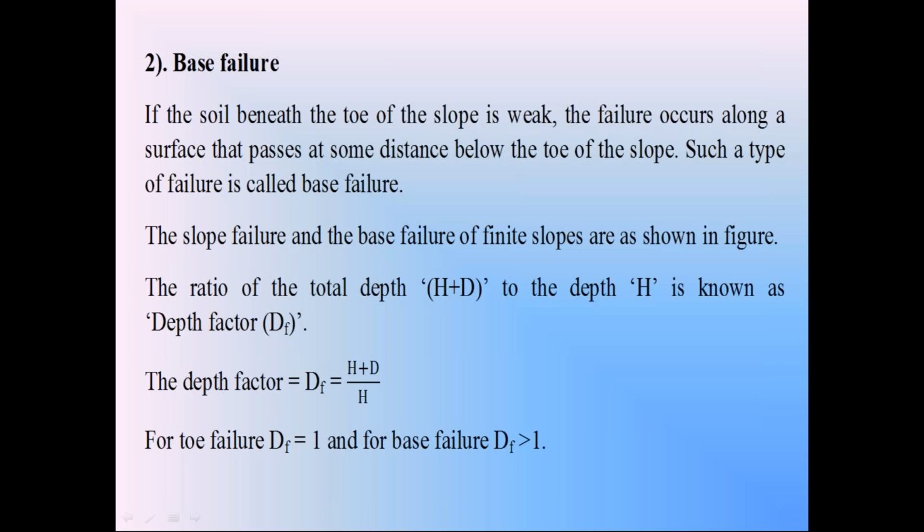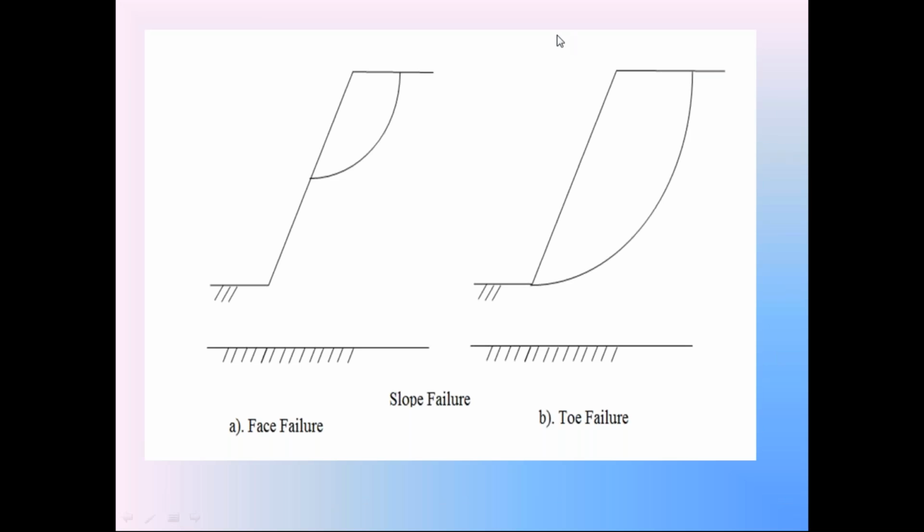In the face failure, the curved failure surface passes through the face of the soil slope, and this portion of soil is subjected to failure. In the toe failure, the curved failure surface passes through the toe of the soil slope, and this portion of soil is subjected to failure. In the stability analysis, we must identify whether the failure of the soil slope is face failure, toe failure or base failure.